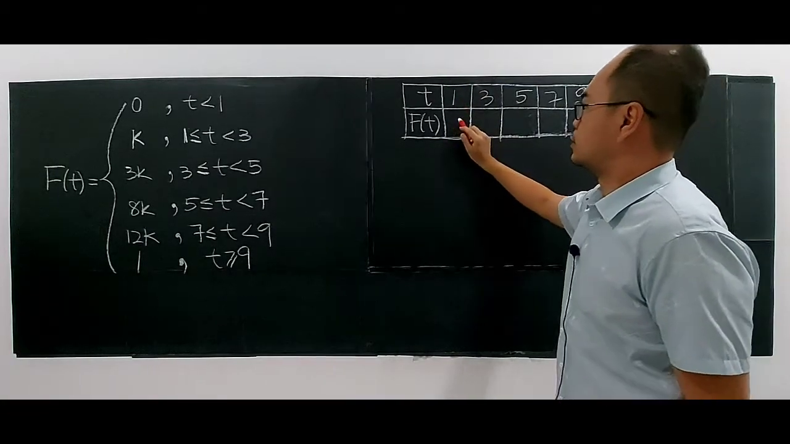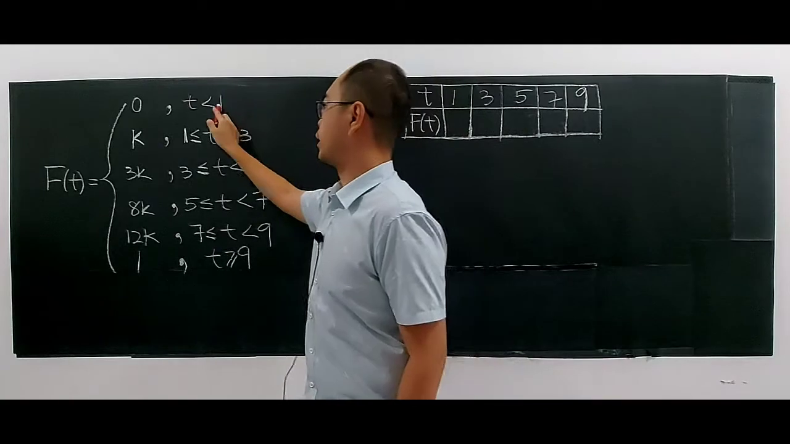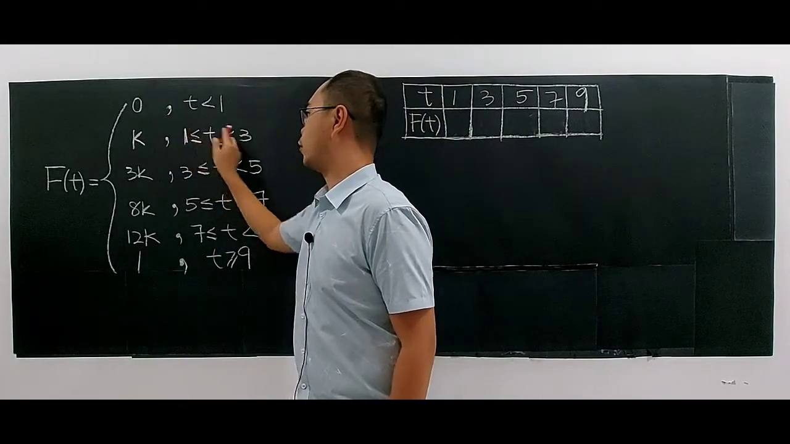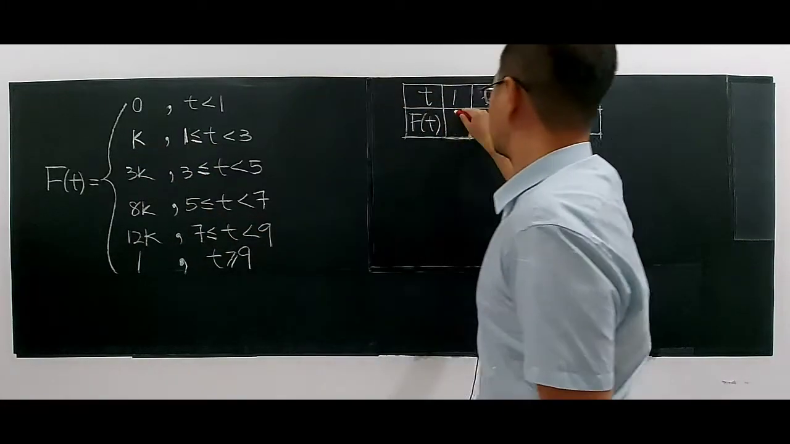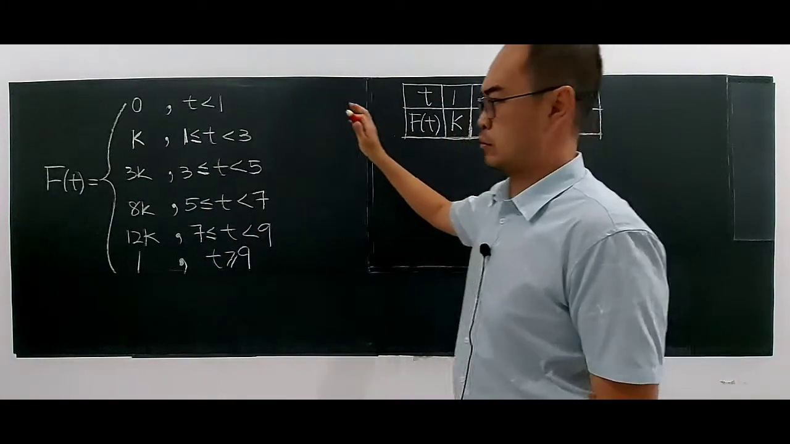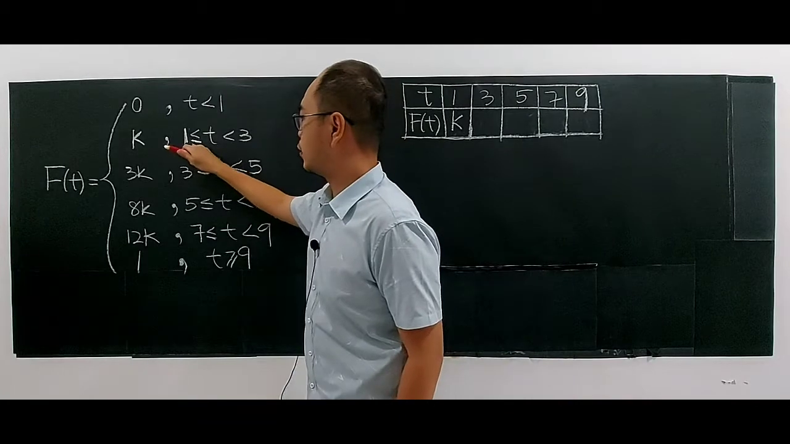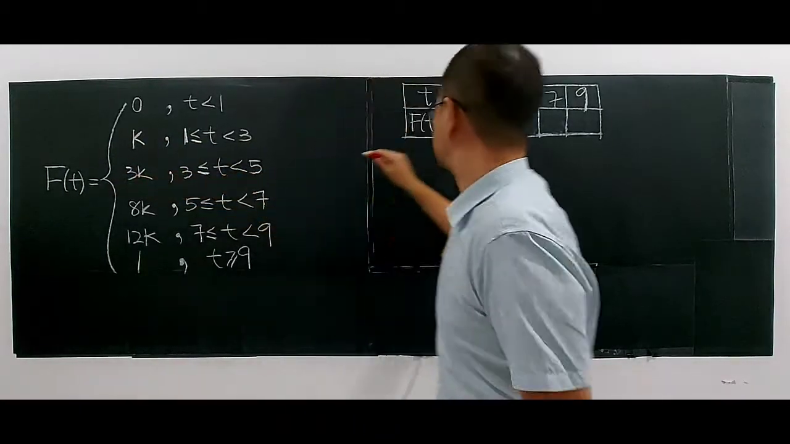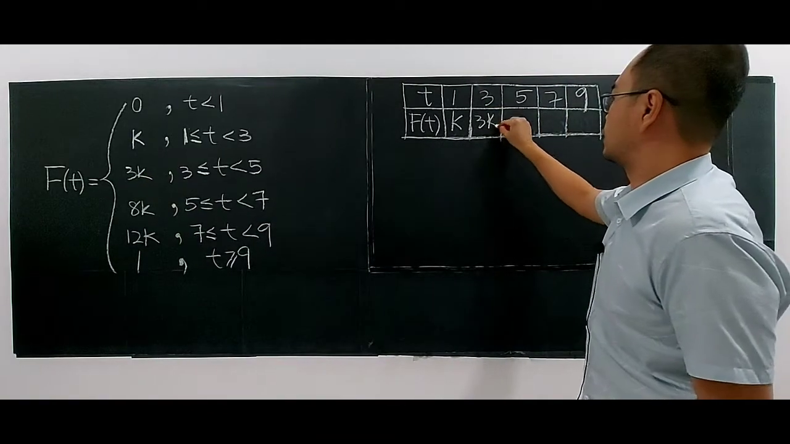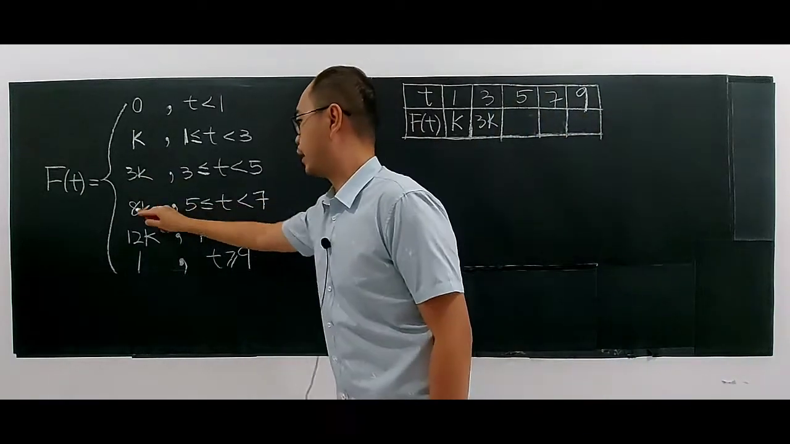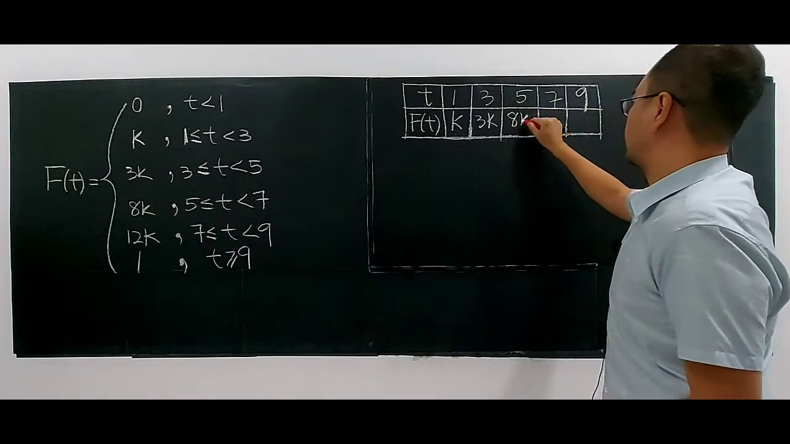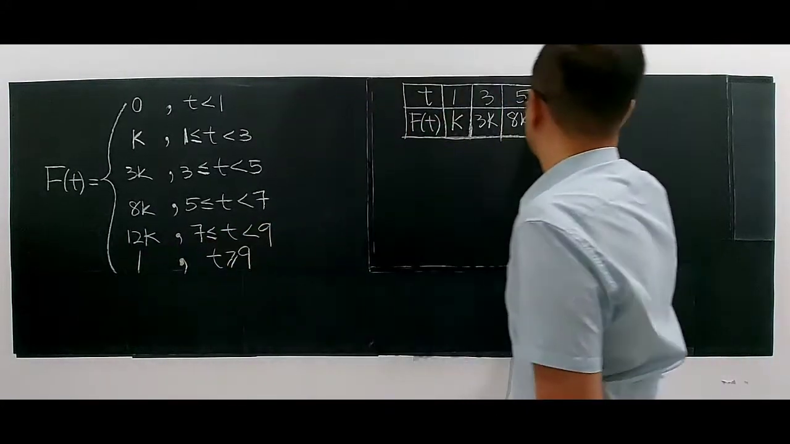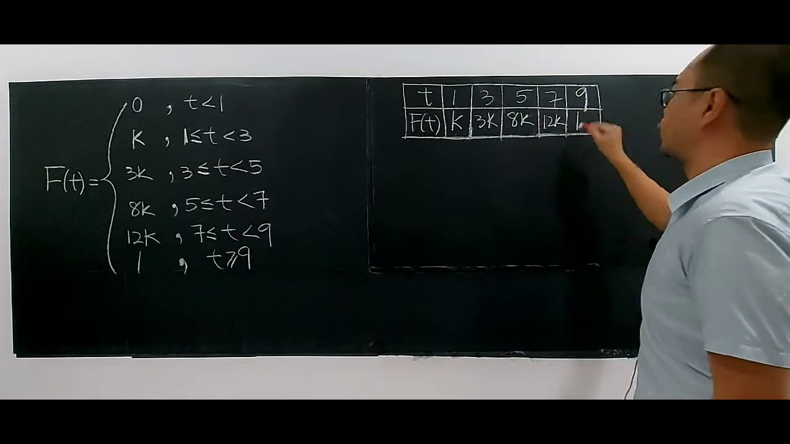F(1) means the probability before 1. So this is already after 1, which is k. You just transfer: when t equals 1, you put in k, and t equals 3, you have 3k here. For 5, you will have 8k, for 7 you will have 12k, and lastly it will be 1.